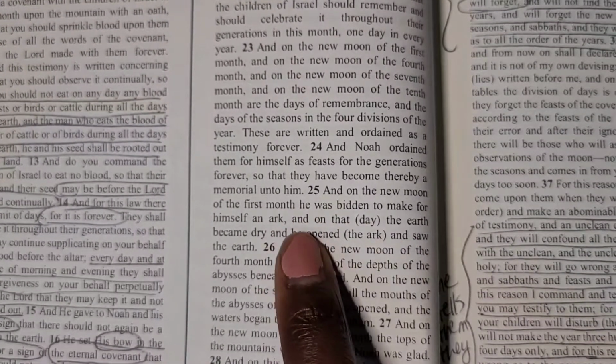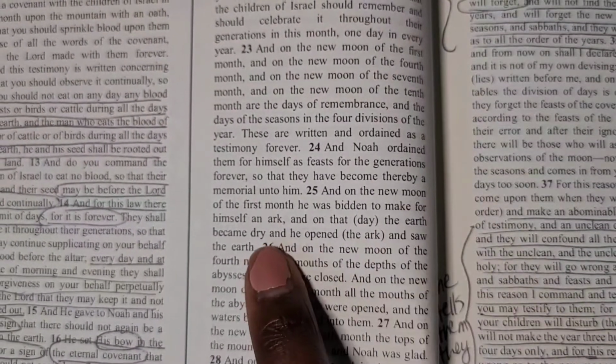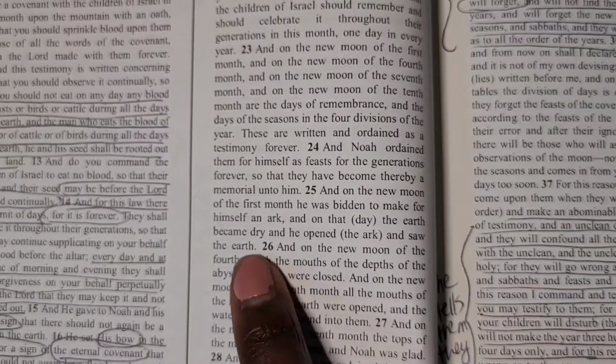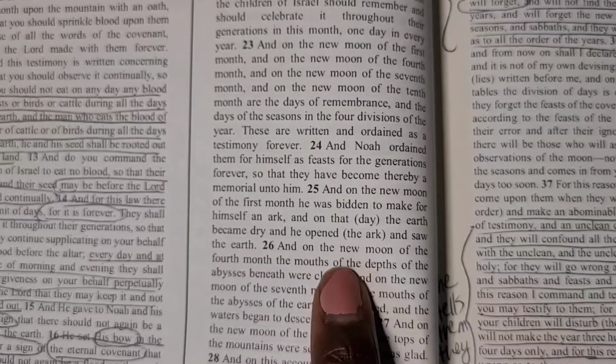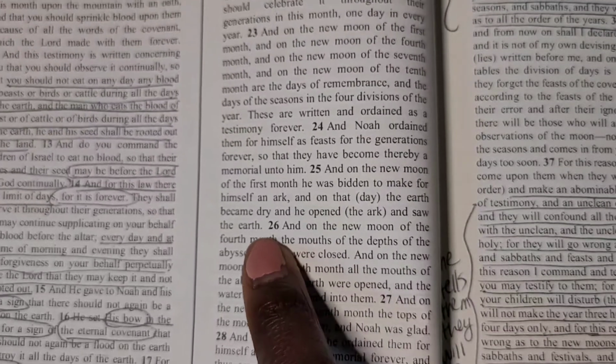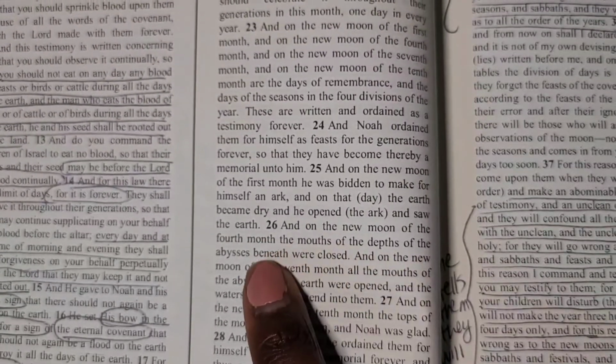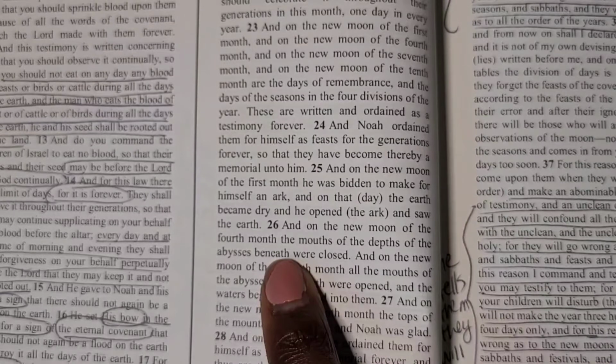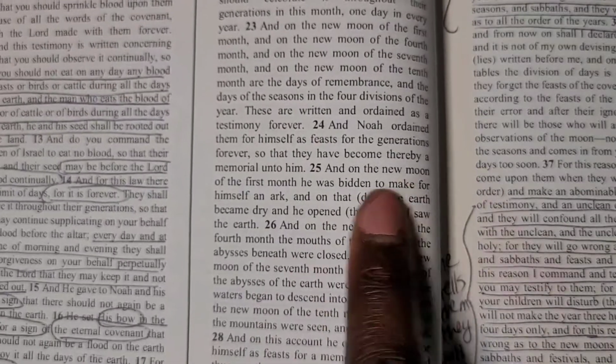And on the new moon of the 1st month, he was bidden to make for himself an ark. And on the day the earth became dry, and he opened the ark and saw the earth. And on the new moon of the 4th month, did I get that right? On the new moon of the 1st month, yes.